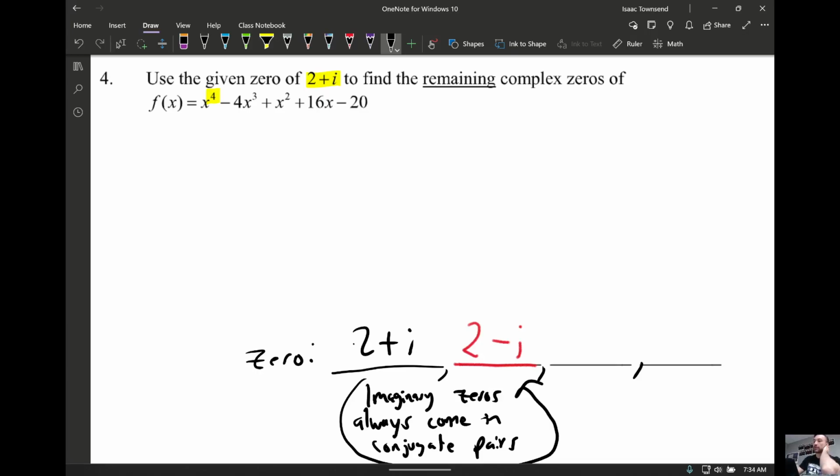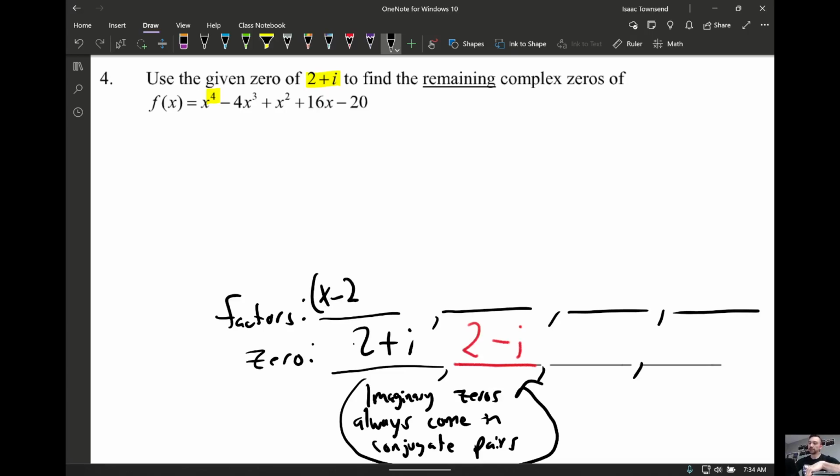So instead, what we're going to do is think of these as factors. I'm just going to list out all 4 factors while we're at it, because it doesn't take but a moment anyway. And to go from a 0 to a factor, you just do x minus the 0, and then you have to distribute the minus. Just like if 1 is a 0, that means x minus 1 is a factor. It's the thing that equals 0 at 1. So x minus a 0 gives you the factor.